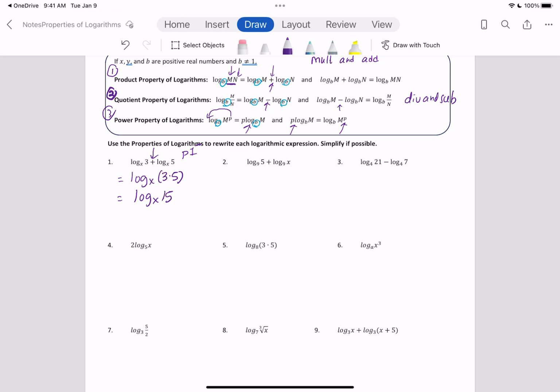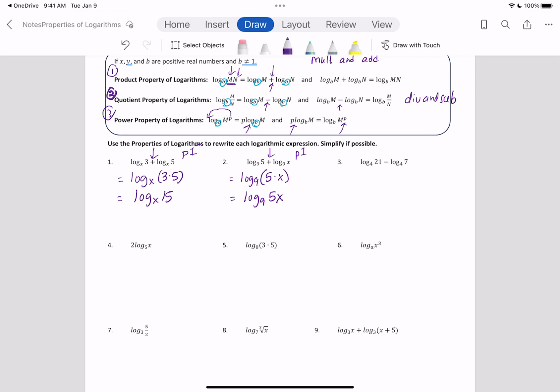Okay? And number 2 works a whole lot like that one. It's still going to be property 1 because it's given as a sum. So we're going to rewrite it as a product. So we're going to keep the log base 9. And we're going to rewrite the m is 5 times n is x. And then we can just do one more step and say that's 5x.